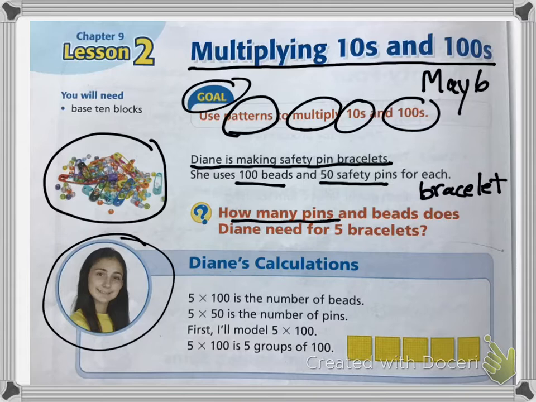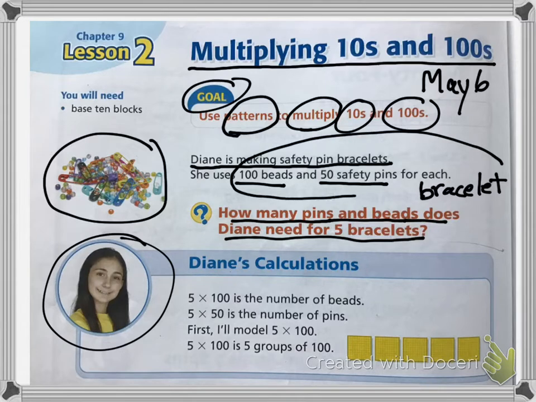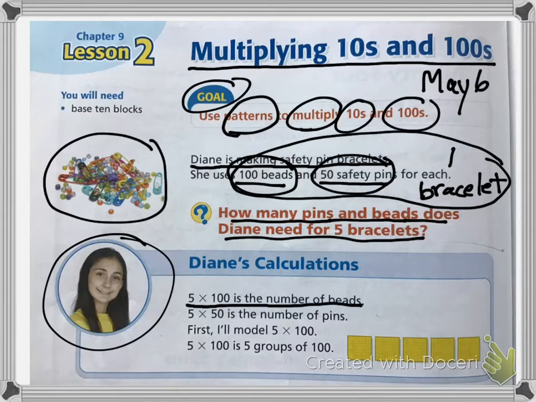How many pins and beads does Diane need for 5 bracelets? So right here we know what she needs for 1 bracelet. That's what it takes to make 1 bracelet. So we have 2 different things here that we have to think about. One is the beads and one is the safety pins. So first she's going to figure out the number of beads. So 5 times 100 is the number of beads. So she's going to model that.